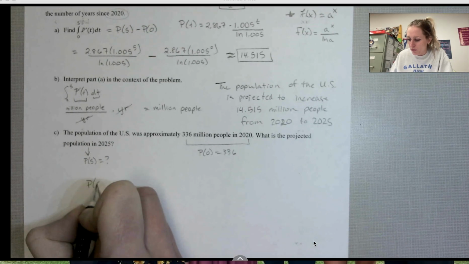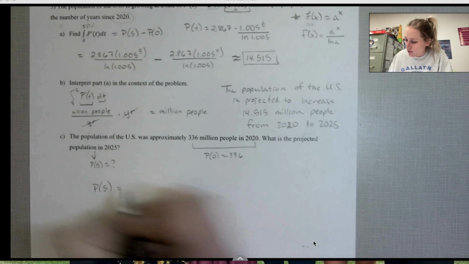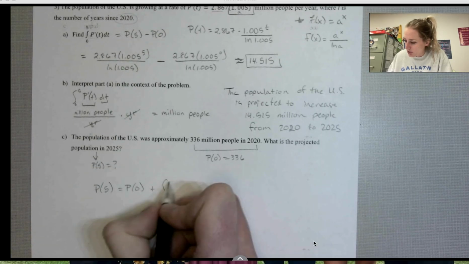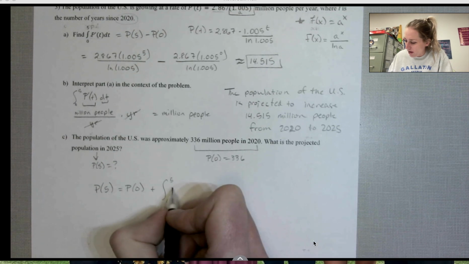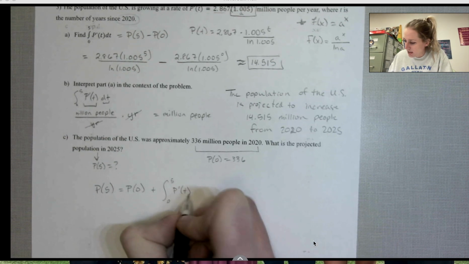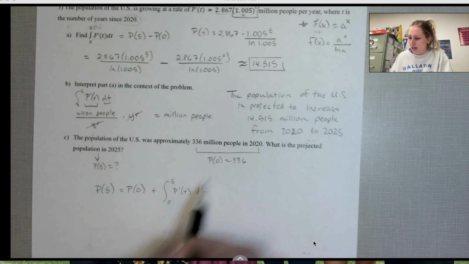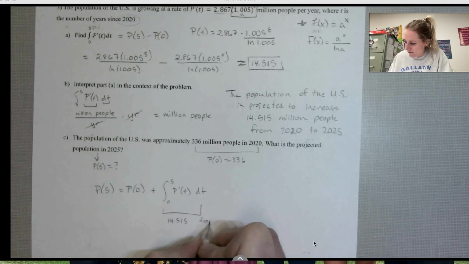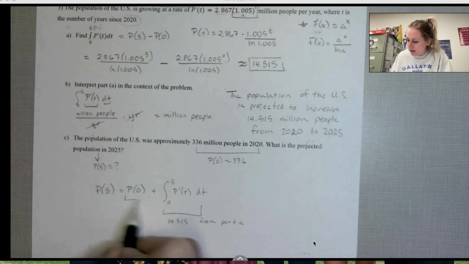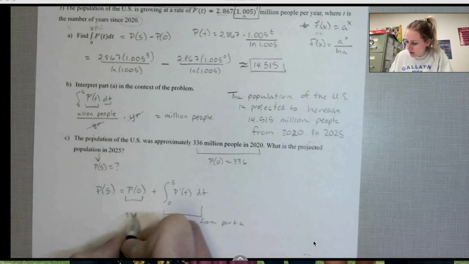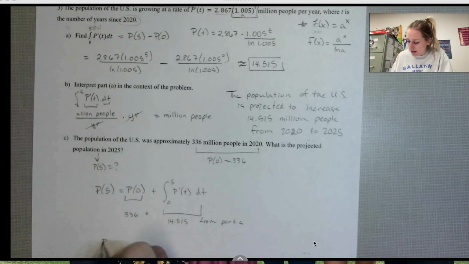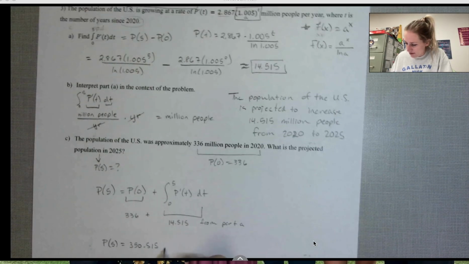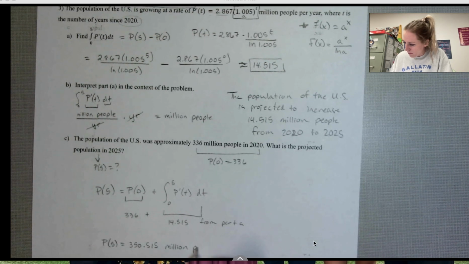Okay, so I'm going to use my kind of rearranged equation. Initial condition is P of 0, plus, and then we're looking again 0 to 5, right, 2020 to 2025, of our P prime of t dt. Well, we already evaluated this, you guys. This was part A. So we got this from part A, so 14.515 from part A. And then this right here is given to me as 336. Okay, so I just add those together, and we get our P of 5 to be 350.515 million people.